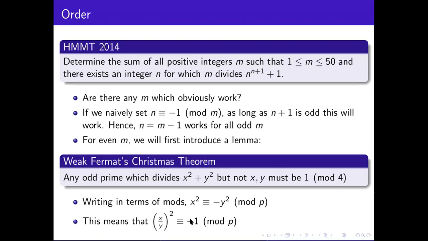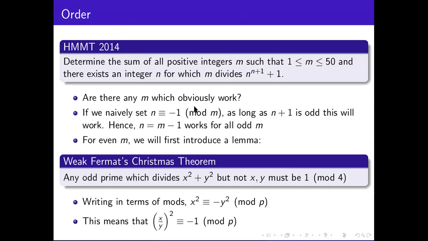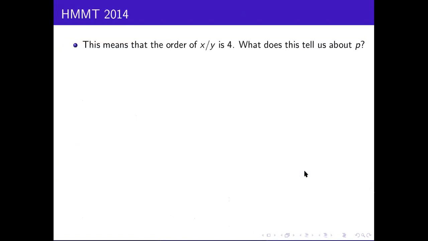So we know that x over y squared is equivalent to -1 mod p. So this means that the order of x over y is 4. The reason why is x over y to the 4th is equivalent to 1 mod p, so the order has to divide 4. But it can't be 2 or 1 because x over y squared is equivalent to -1. So the order has to be 4. So 4 divides p minus 1, and p is equivalent to 1 mod 4 as desired.